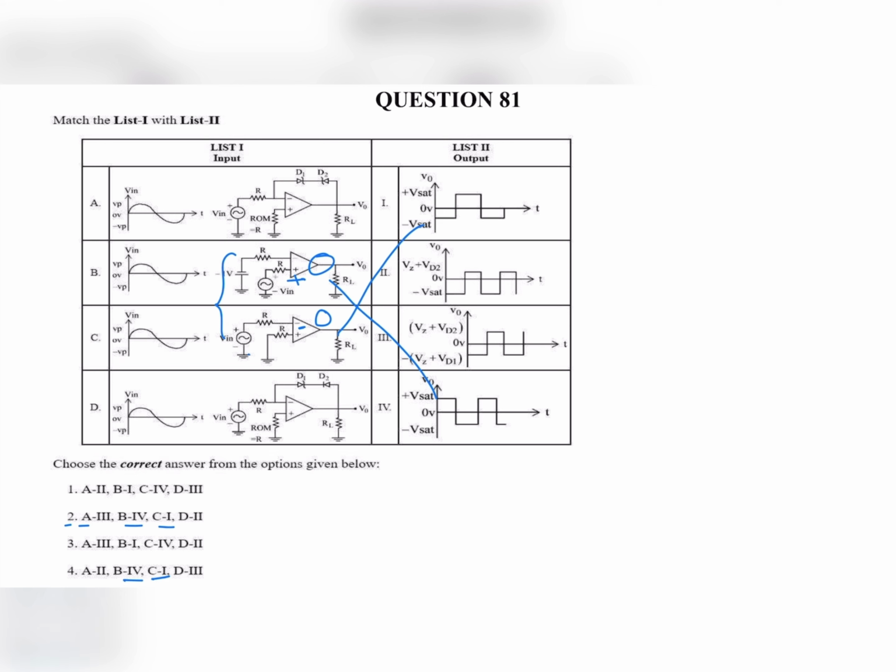Next, C. For diagram A, there are two Zener diodes connected back to back. So the correct output diagram is 3, and input is connected to the non-inverting terminal. Hence it starts from minus of Vz plus Vd1. For diagram D, D1 is a Zener diode and D2 is a normal diode. So in this case, the output limits are minus V saturation and Vz plus Vd2. So the correct option is 2.